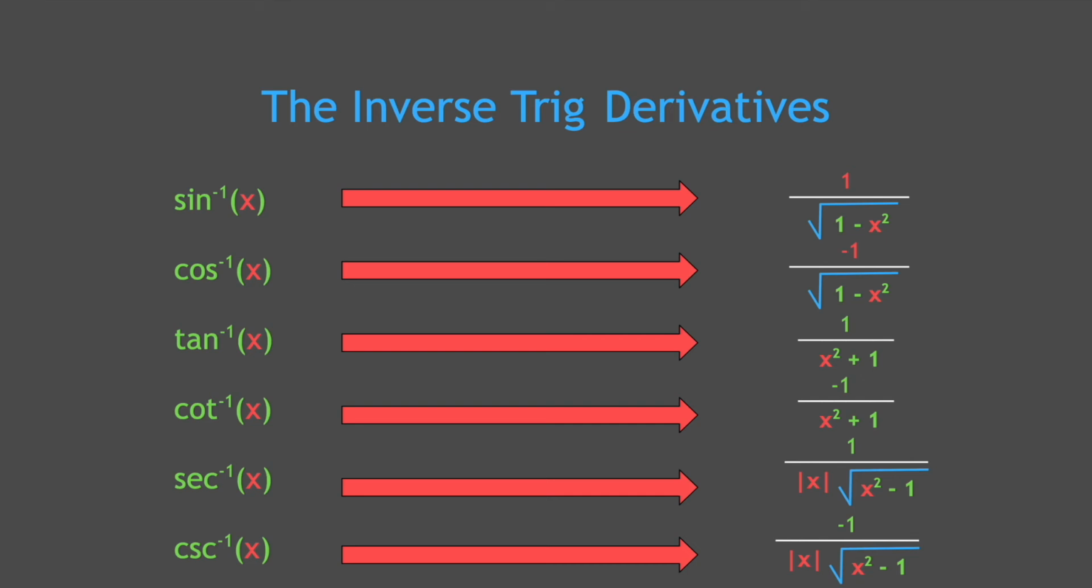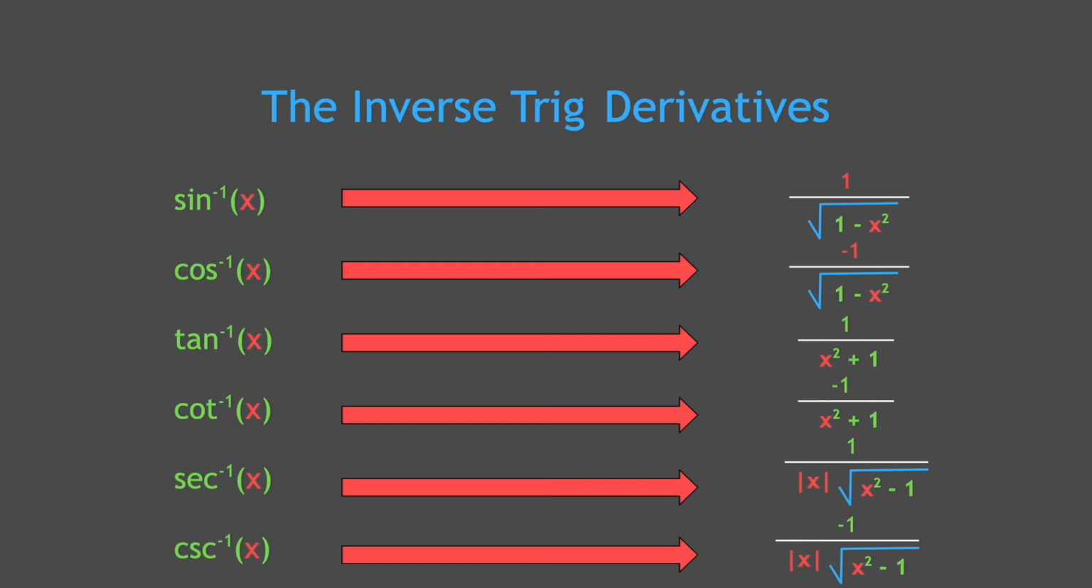The derivative of the inverse secant of x is equal to 1 divided by the absolute value of x times the square root of x squared minus 1. And the derivative of the inverse cosecant of x is equal to negative 1 divided by the absolute value of x times the square root of x squared minus 1.